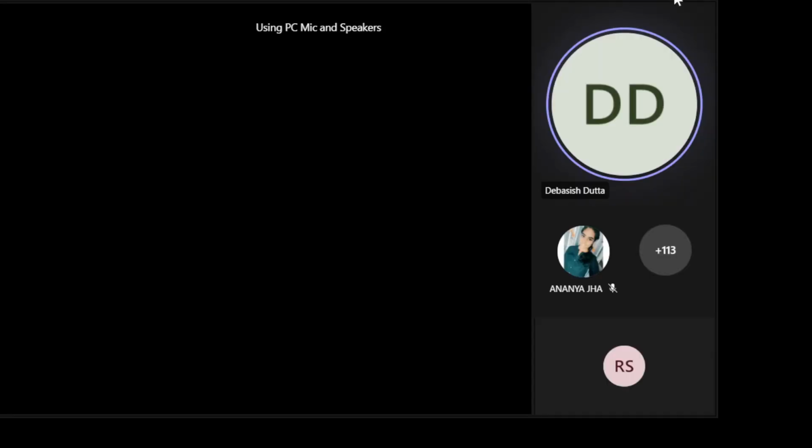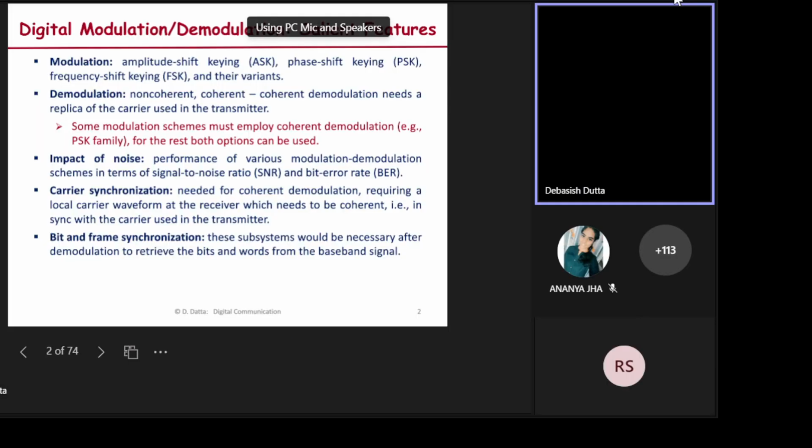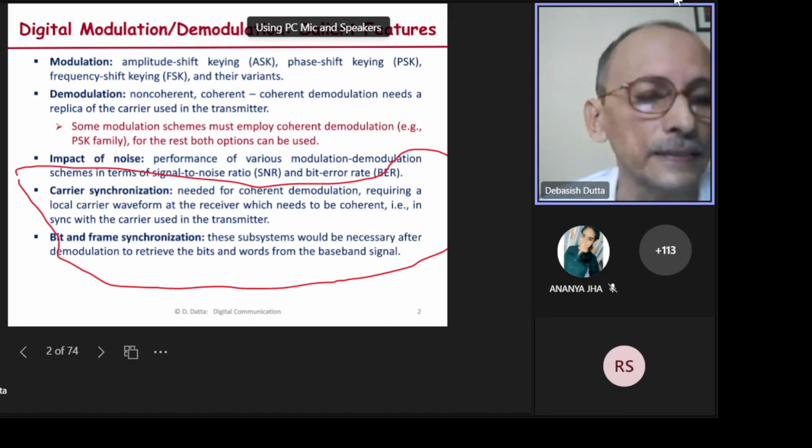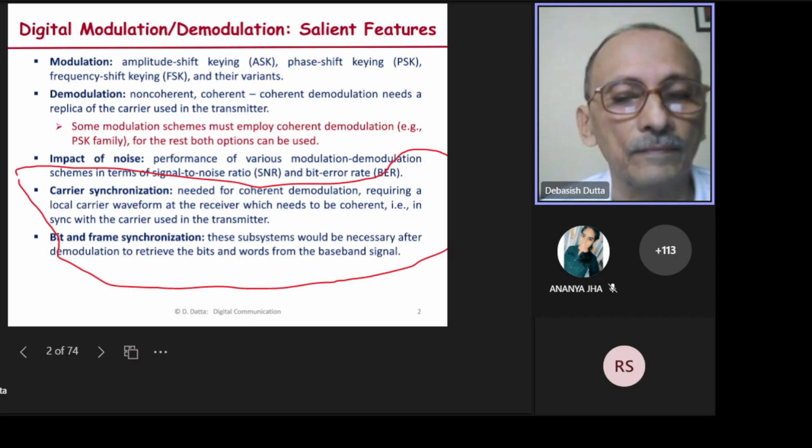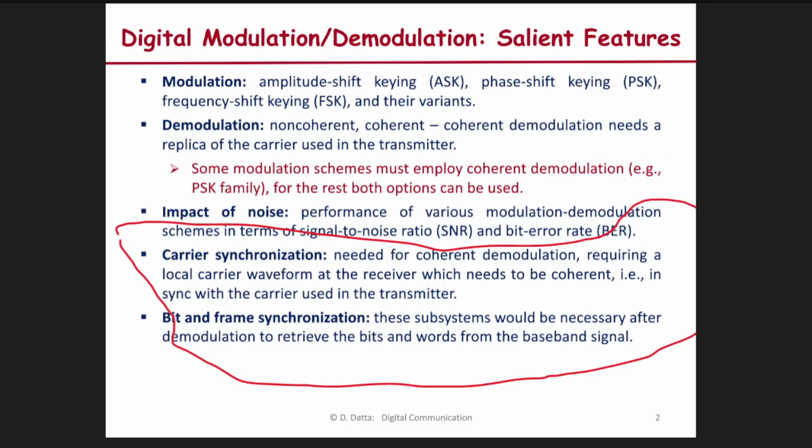Carrier synchronization is required. But before that, we'll assume that we have an ideal carrier at the receiver. We have got an ideal clock at the receiver. Does it make clear to all of you? Or any other question? Please respond. Does it make clear?